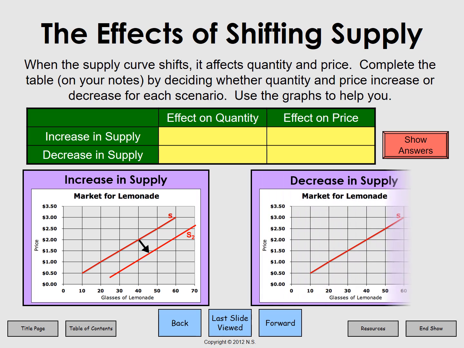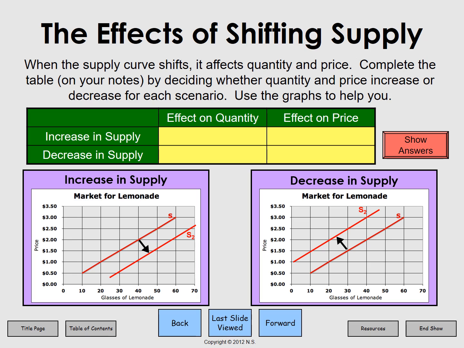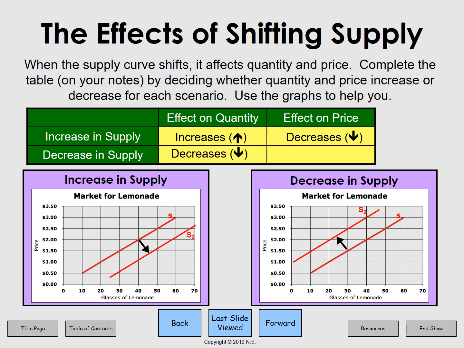So the quantity goes up. If we look at the same quantity, though, the price goes down. When there's a decrease in supply, it shifts to the left, so the effect on quantity goes down, and the price goes up. And you can pick a number anywhere on the increase in supply.